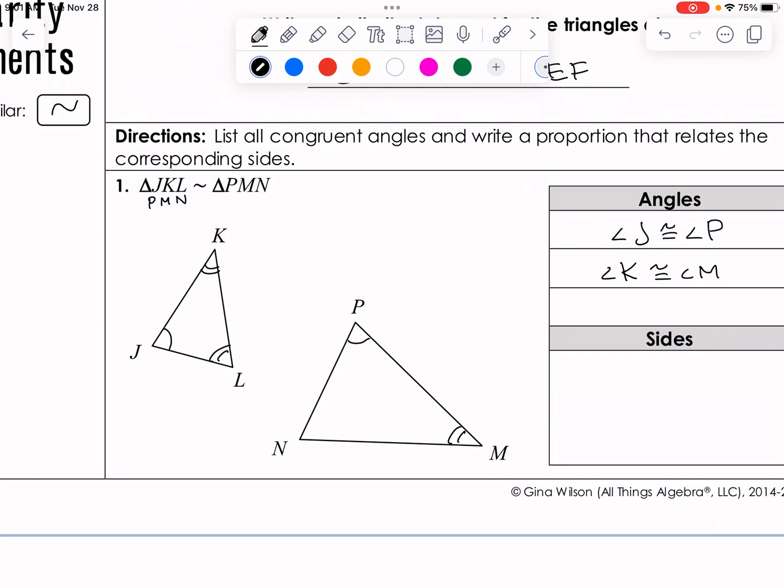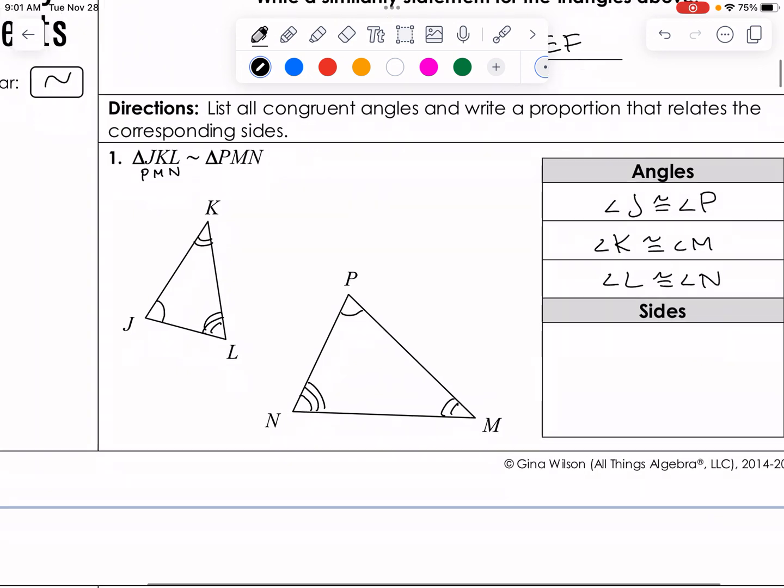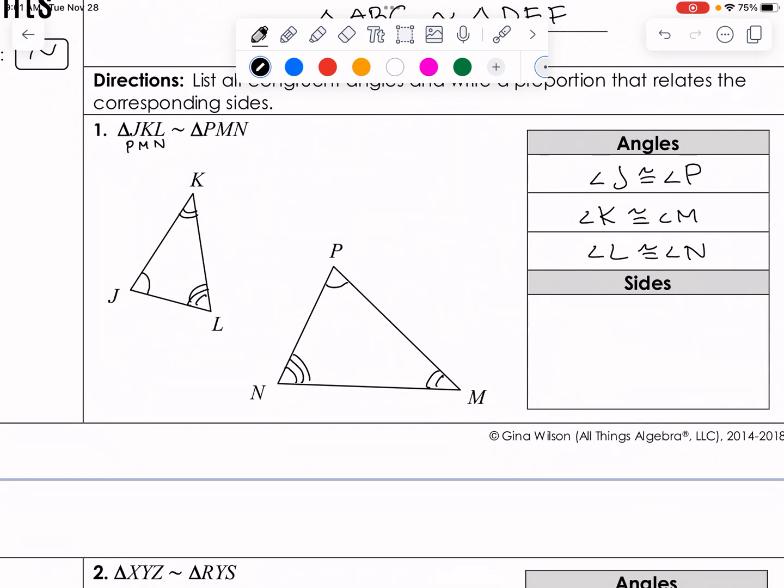And then the third one, put 3 arcs. Angle L is congruent to angle N. All right, and now finally for the sides, we're going to write this as a ratio. What sides correspond with what? Maybe we can start with this one.